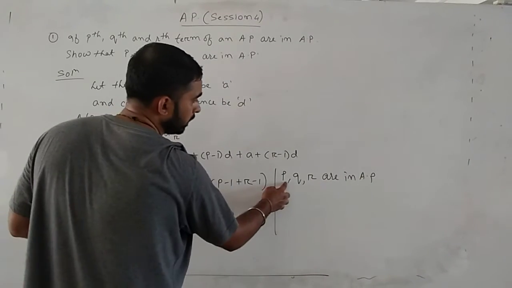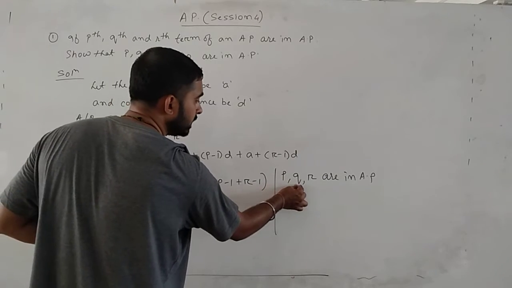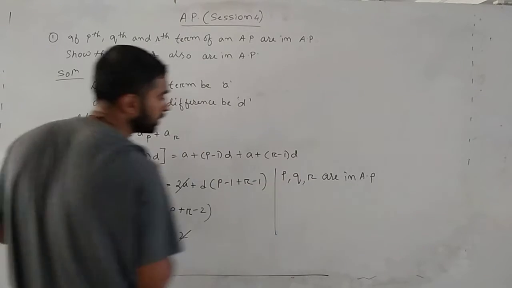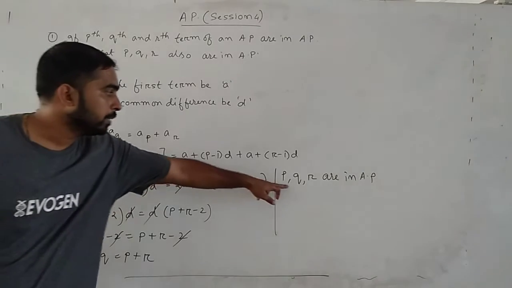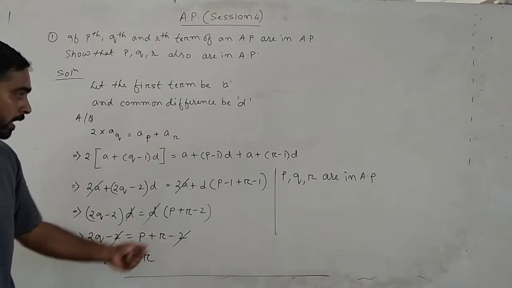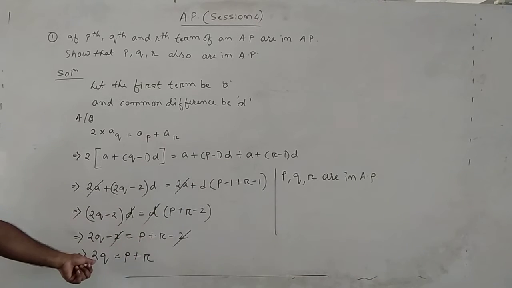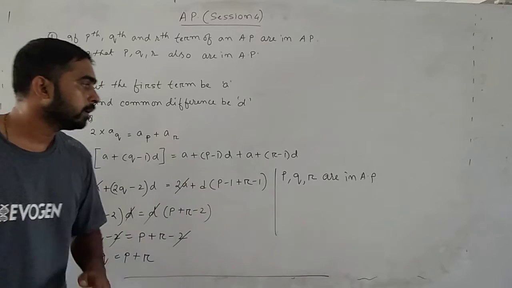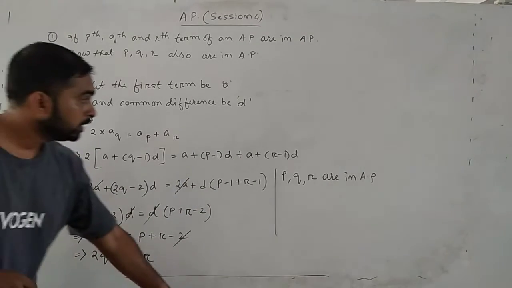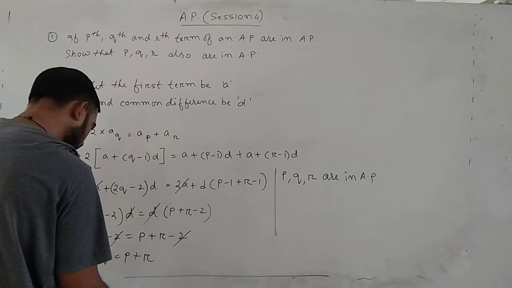Why? If they are in AP, the middle term is Q. So twice the middle term equals first term plus third term. Here the middle term is Q. Twice Q equals first term P plus last term R. So twice Q equals P plus R. That's why P, Q, R are in AP. So this is the question. Next.